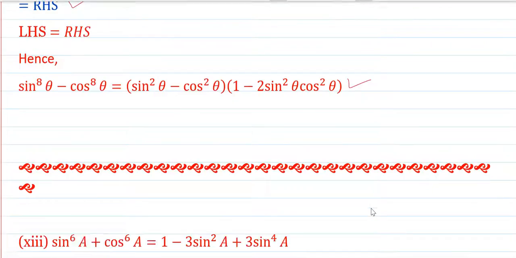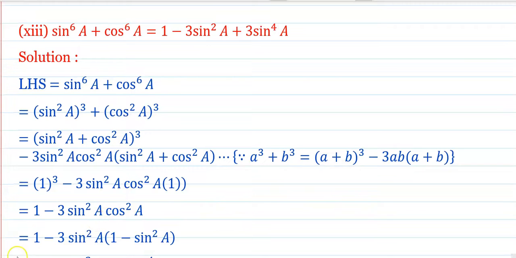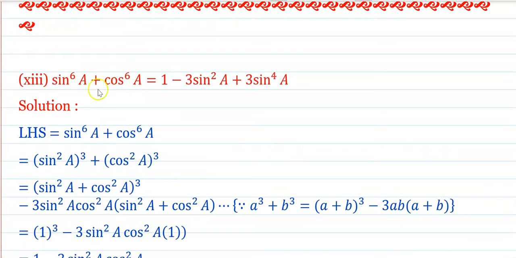Okay. Now the next problem. Sin a raised to 6 plus cos a raised to 6 is equal to 1 minus 3 sin square a plus 3 sin a raised to 4. Okay. Now consider the LHS. Sin a raised to 6 plus cos a raised to 6 can be written as sin square a bracket cube plus cos square a bracket cube.